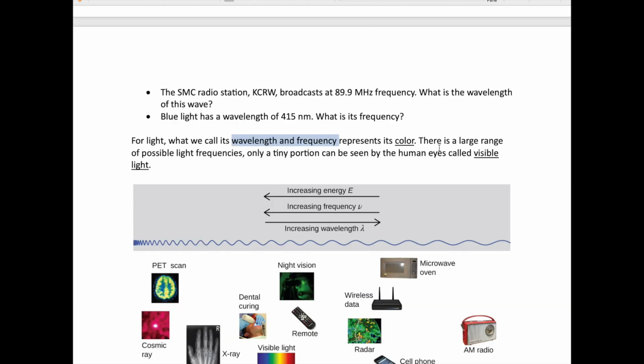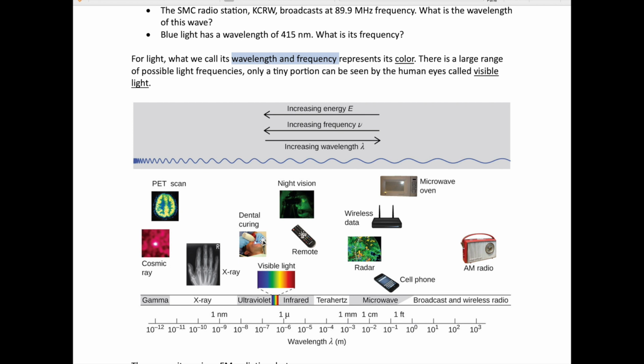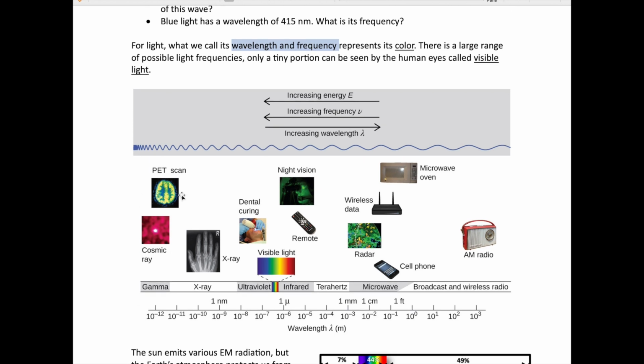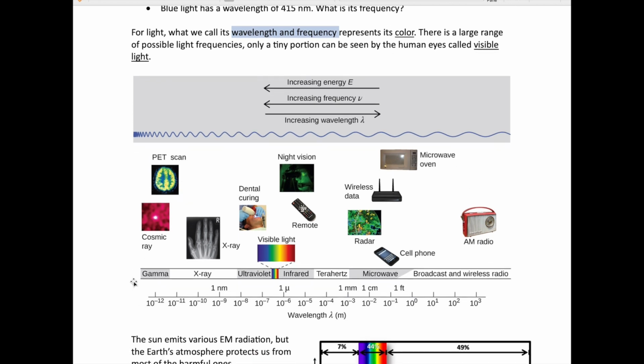There's a lot of different types of light frequencies that are possible, but only a tiny portion is what we can see with our eyes. Those are what we call visible light. This picture right here shows you the whole entire range of light that is possible. And on the bottom right here is the wavelength values. So you can see that light waves go from as long as 10 to the 3rd meters all the way to as short as 10 to the minus 12 meters. So those are really, really short.